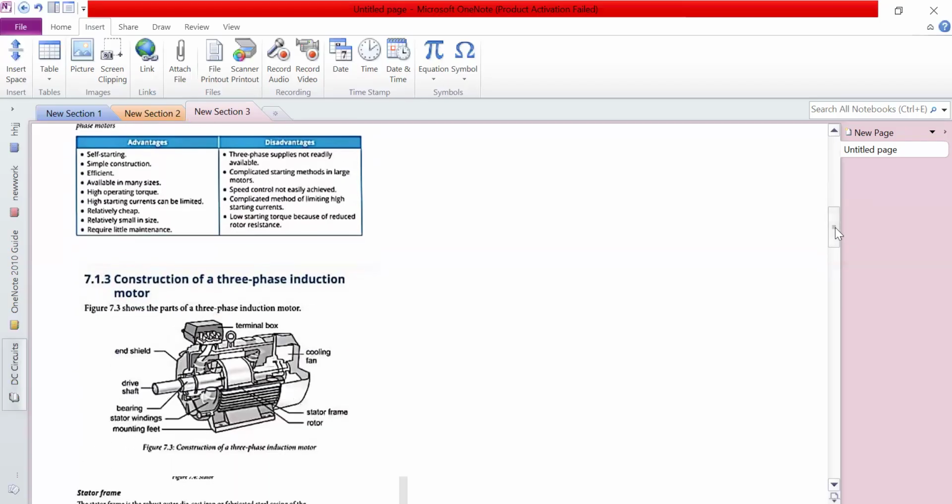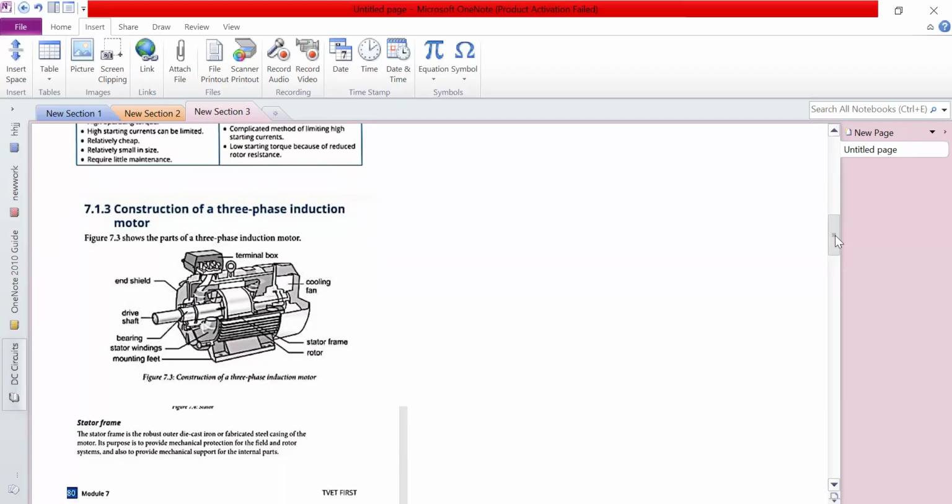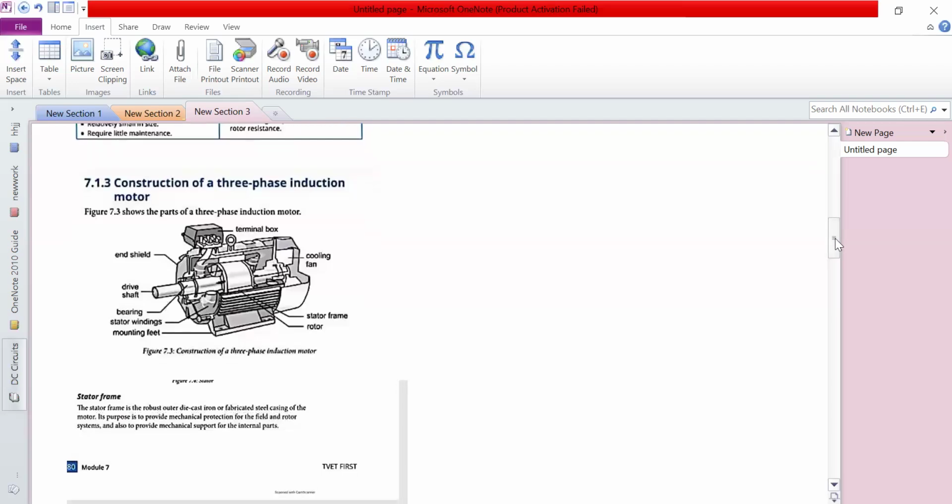Okay, so let's move over to the construction of a three-phase induction motor. On a three-phase induction motor, we have a cooling fan to cool down the motor. We have a terminal box where we make the electrical connections. Then we have a stator frame, which is responsible for providing protection to the stator and the rotor. Then we have a bearing, which is responsible for reducing friction between the rotating parts and the stationary parts.